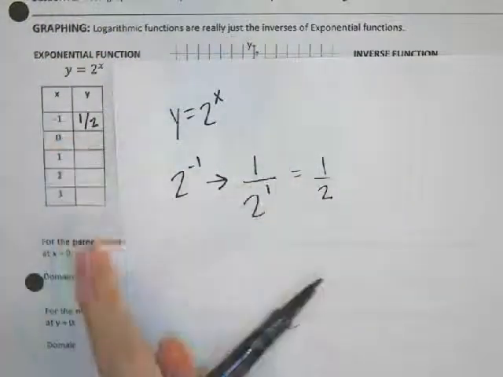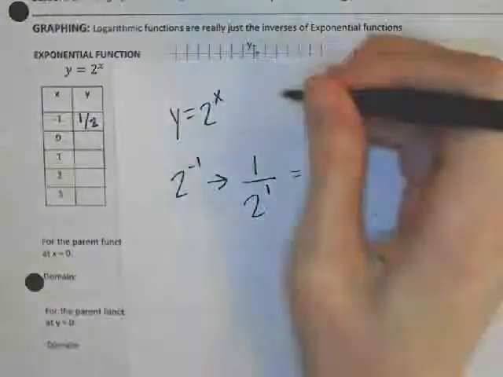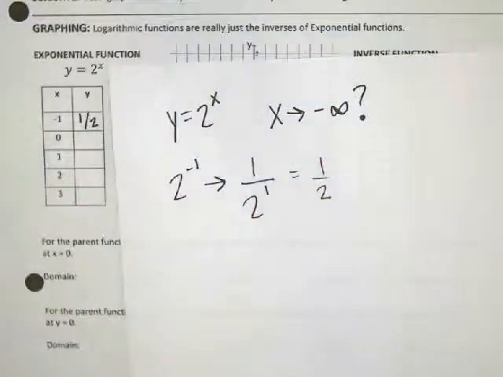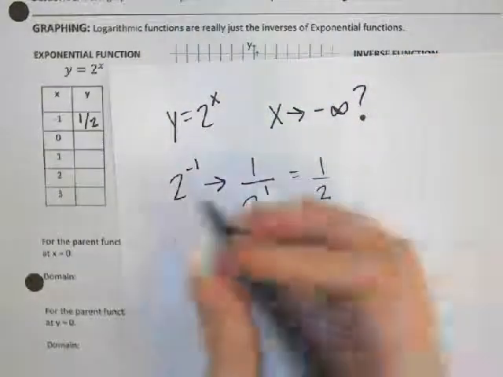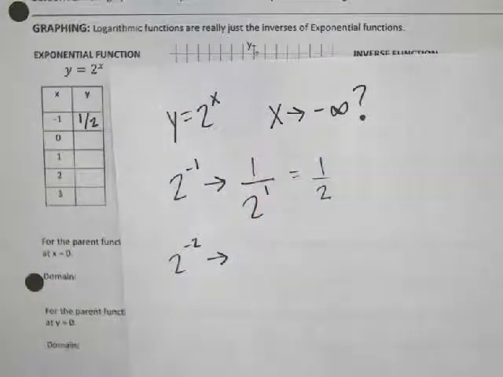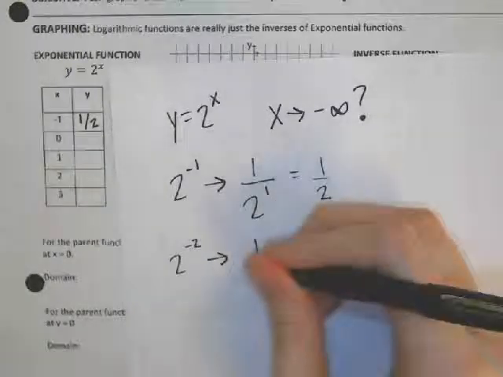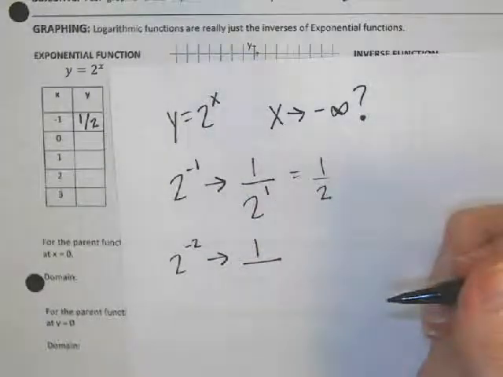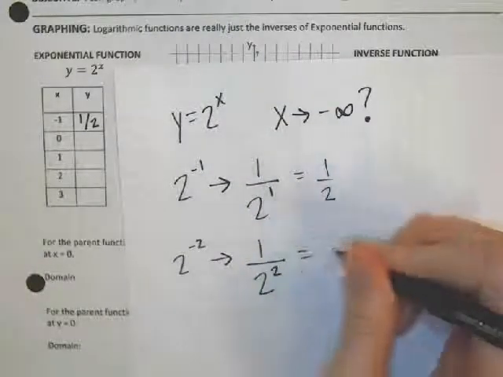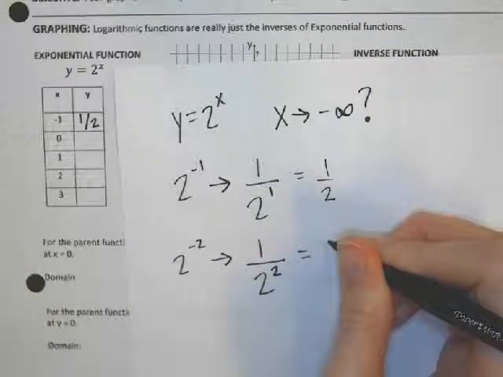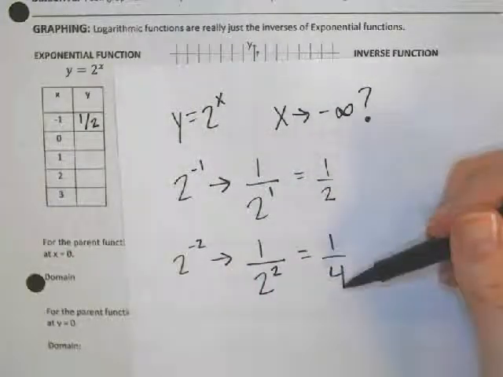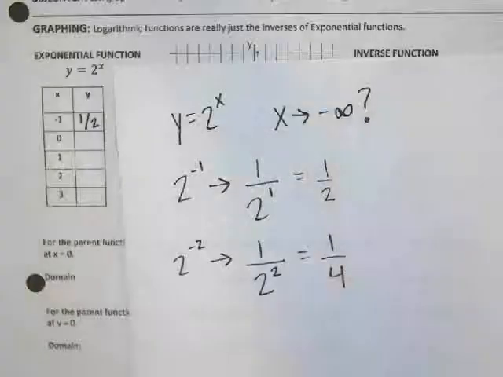Now instead of getting positive, I want to continue going to the negatives. My question is, what happens as x goes to negative infinity? That's what I'm asking myself right now. So let's try -2. I'm going to plug in a -2 here. Again, the negative exponent means it reciprocates, so it's going to be 1 over 2 squared, which is the same as 1 over 4. So what happened? As x got more negative, it went from 1/2 to 1/4. Did it get bigger or smaller? Smaller. Okay, now let's go -3.